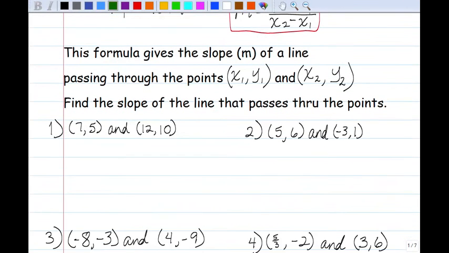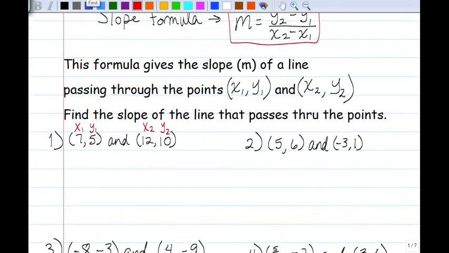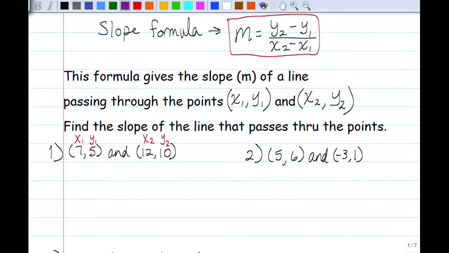Okay, so let's do some examples. If we want to find the slope of a line going through the points (7, 5) and (12, 10), the first thing I like to do is label my x1, y1, x2, y2, and then I'm just going to plug those into my formula, which we have up here.